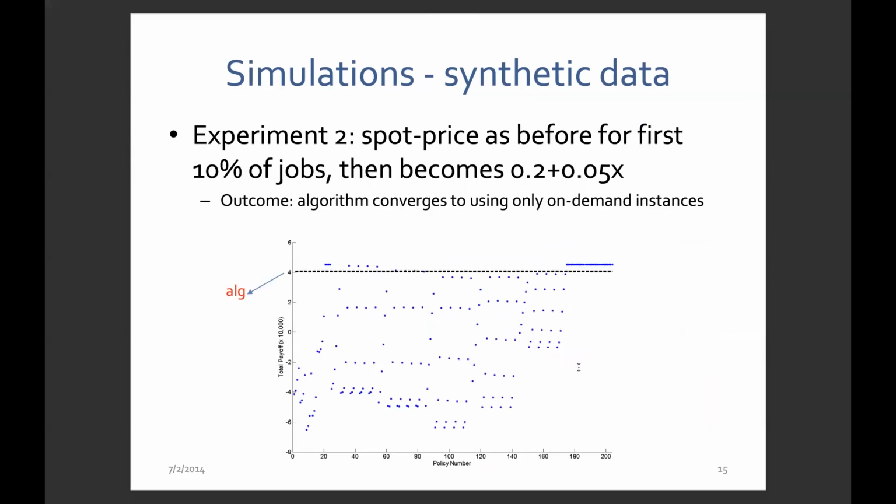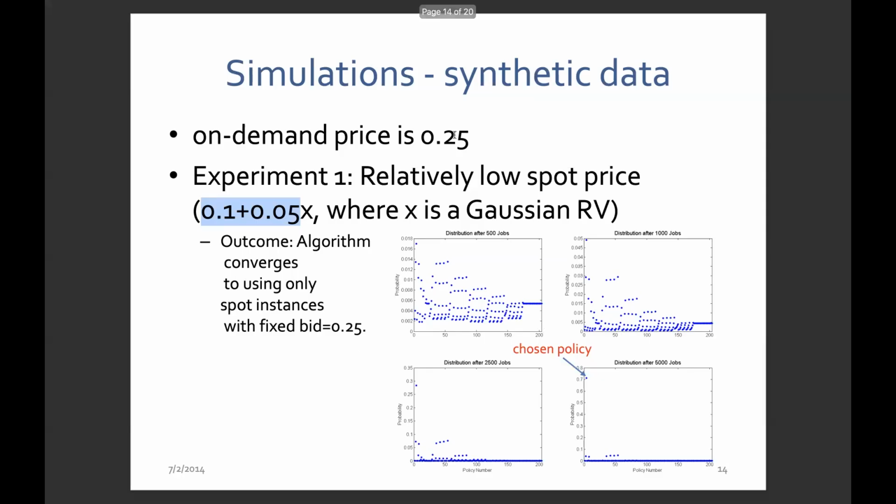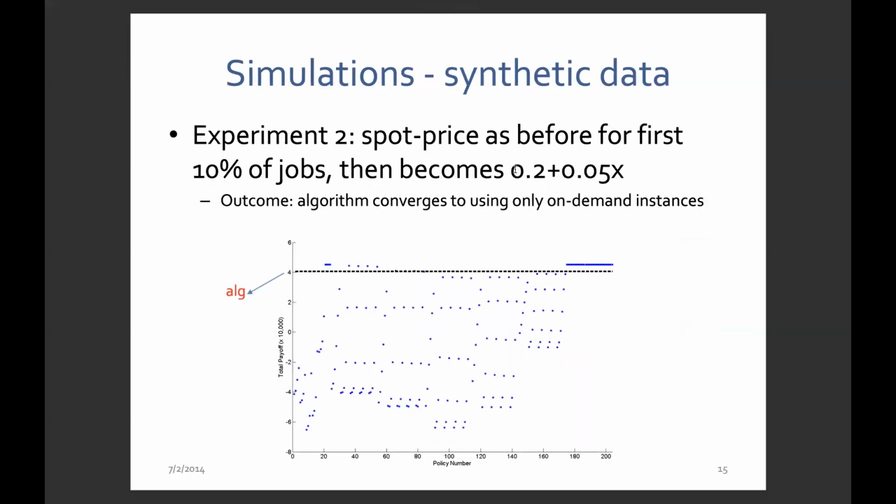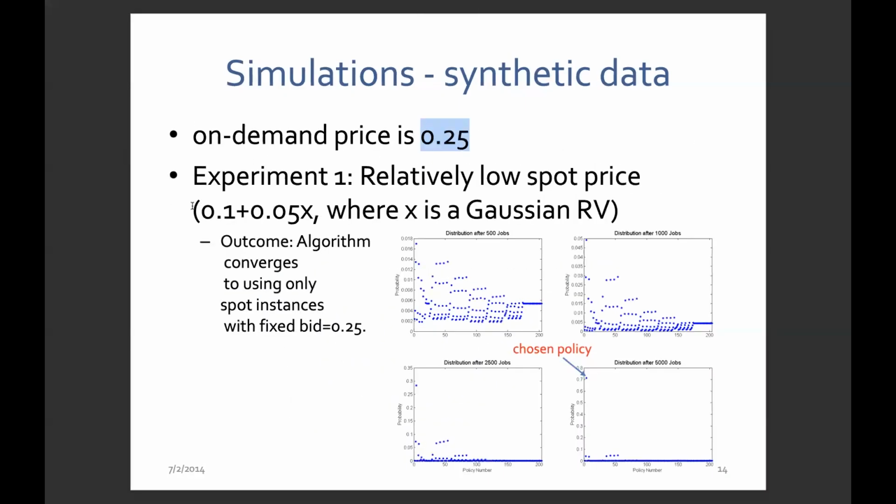Now, with the synthetic data again, they kept the on-demand price at 0.25, but they increased the spot pricing to almost equal to it. Not exactly equal, but almost. You can see that this is the spot pricing now. So how did they do it? For the first 10% of jobs, they kept the price as before, 0.1 plus 0.05x.